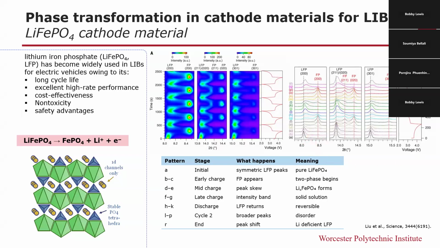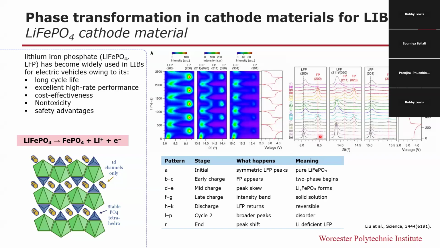And pattern D is at the medium state of charge. The first key observation is that the LFP peak at this plane and the LFP peak at this plane begin to show asymmetric broadening toward a higher angle, meaning the right side of the peak starts to tail out and lose symmetry.